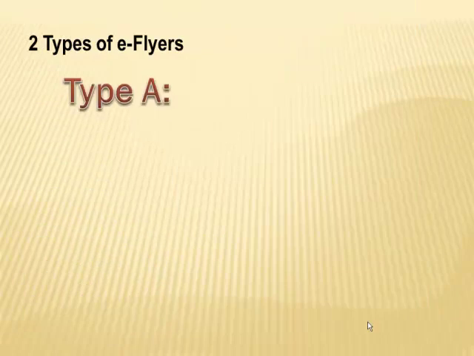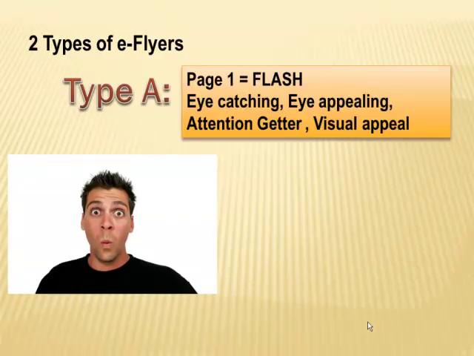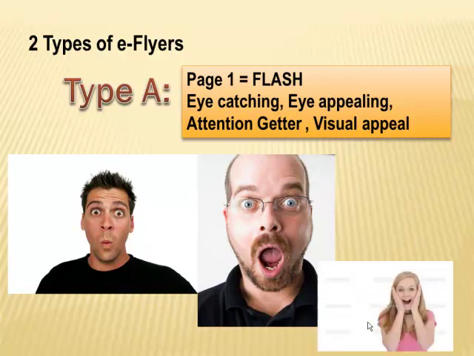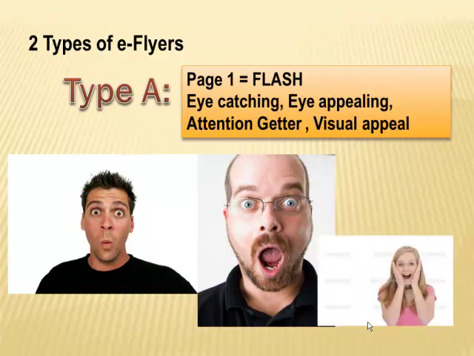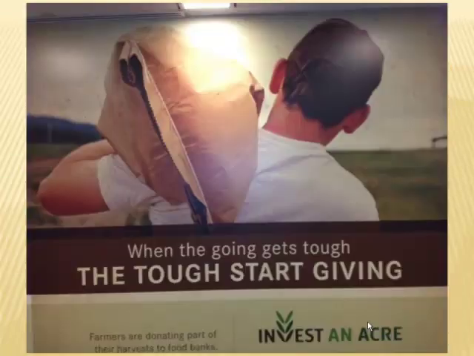So basically there are two types of e-flyers. The A type is what they have, and when we're talking e-flyers, usually we try to keep them to two pages, two slides, basically what they call them. On the first page you have a flash, which is eye-catching, eye-appealing, an attention getter, a visual appeal, something that grabs someone's attention. You see that around you, and we'll show you some examples in a minute.